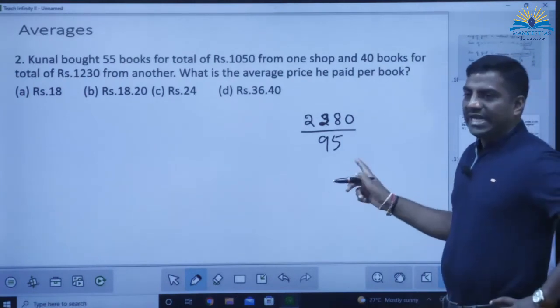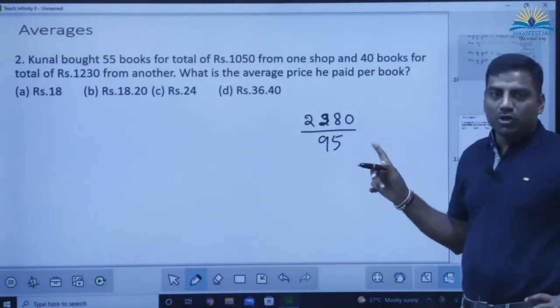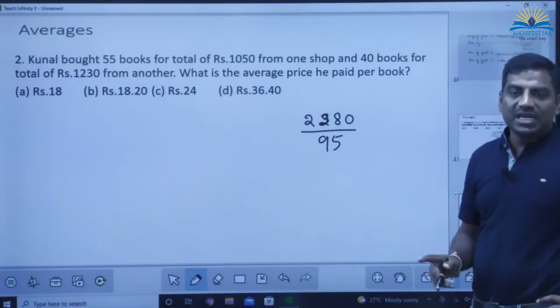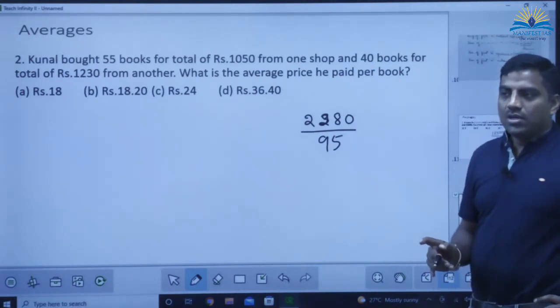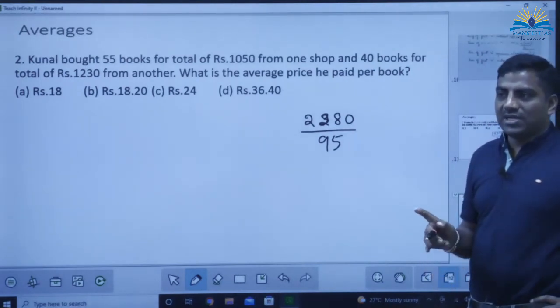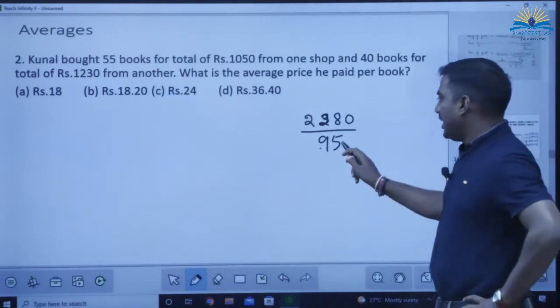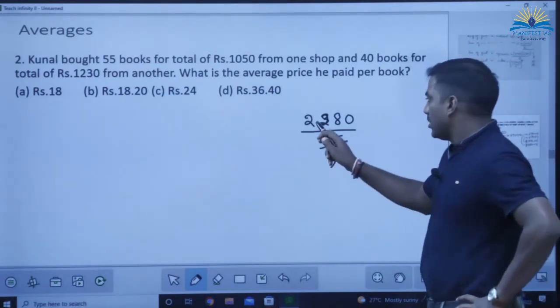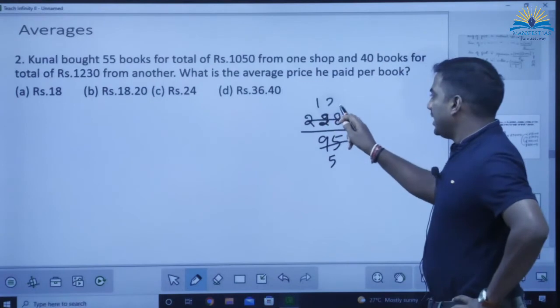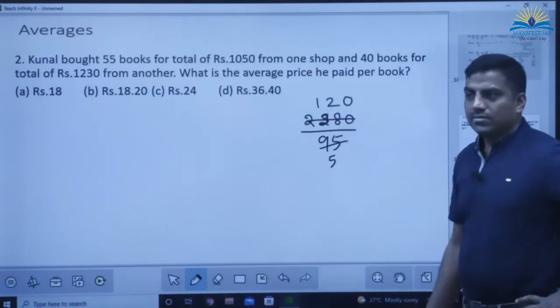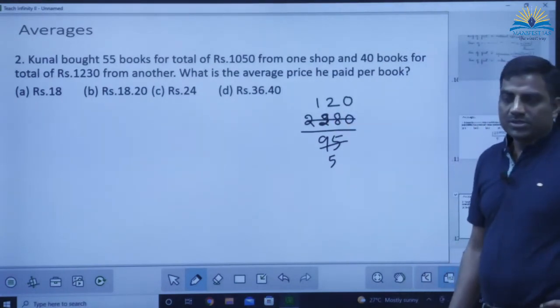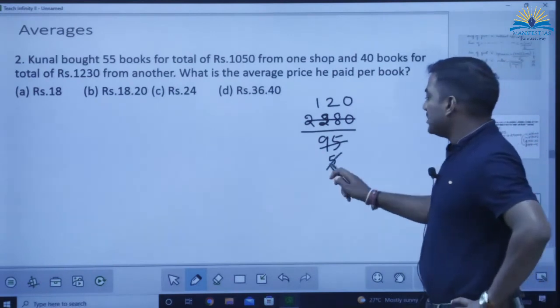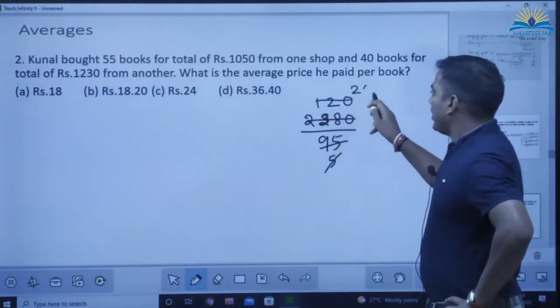As soon as you see 95, 19 should come to your mind because 19 5s are 95. Only other factors than 1 and itself are 5 and 19 here. 19 5s are 95. 19 1s are 19, 19 2s are 38, 19 zeros are zero. Then 5 1s are 5, 24 5s are 120.